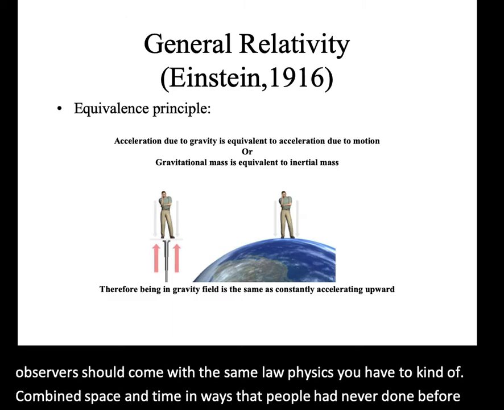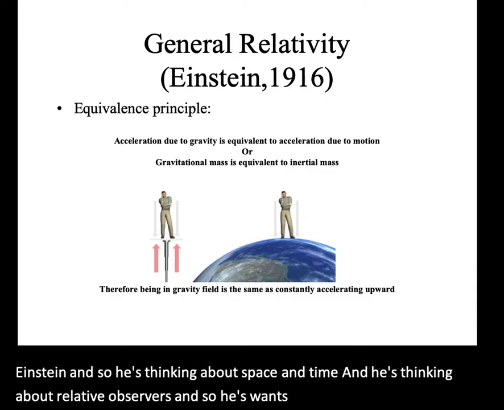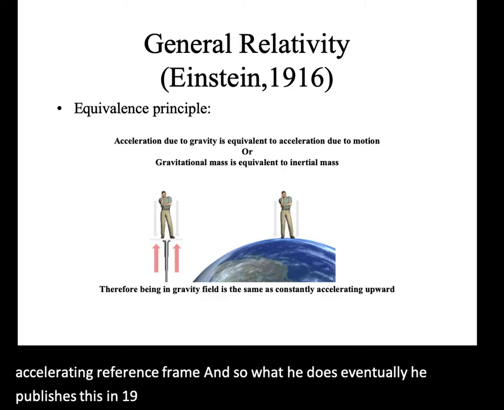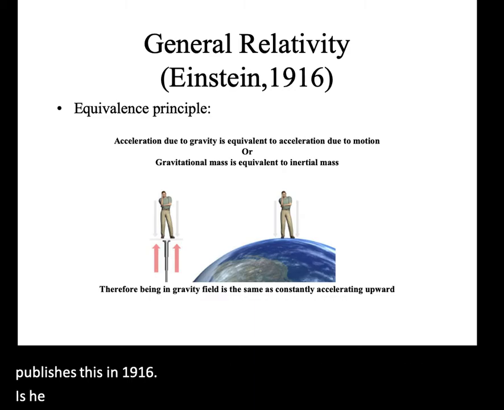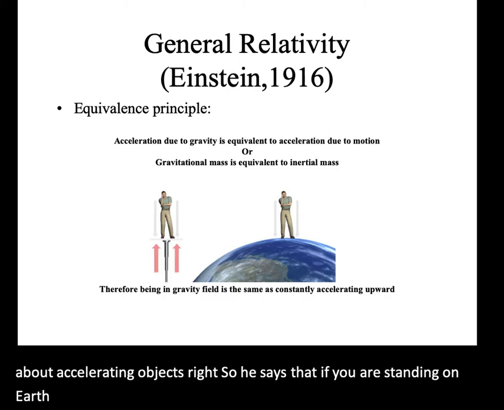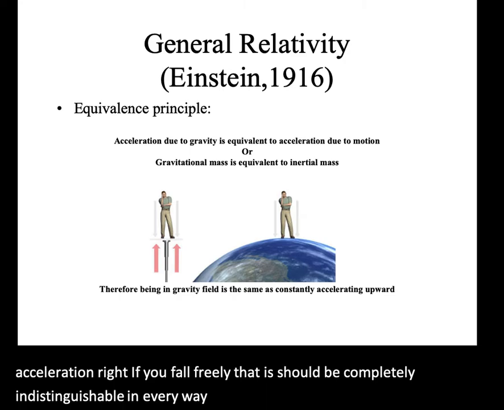So he's thinking about space and time and about relative observers, and he wants to apply it to the accelerating reference frame. Eventually, in 1916, he publishes his central theme for general relativity: the equivalence principle about accelerating objects. He says that if you are standing on Earth, the downward pull of gravity, which can result in a downward acceleration if you fall freely, should be completely indistinguishable in every way from an actual acceleration through space.